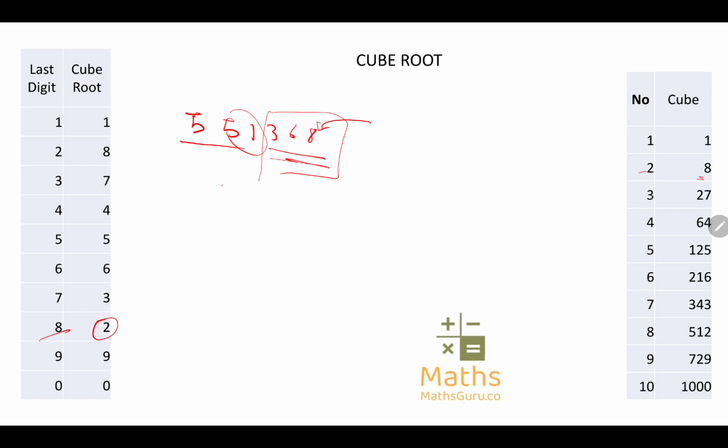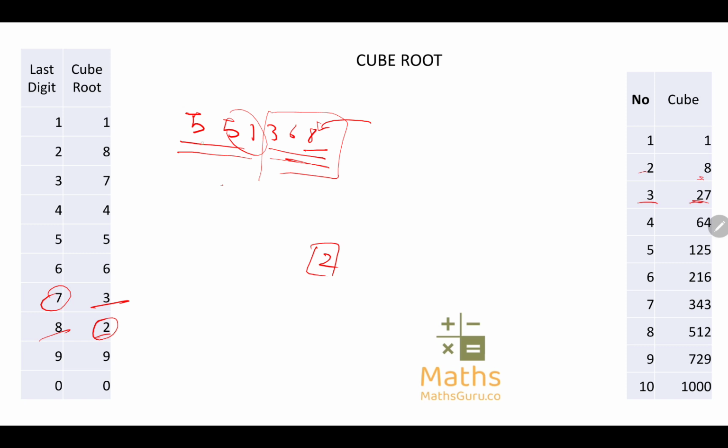Similarly, the cube of 3 is 27, so if a number ends with 7, the last digit is 3. Similarly, we can do it for the other numbers. So first we check the last digit. If it's 8, it will end with 2. And then we will check the remaining number.